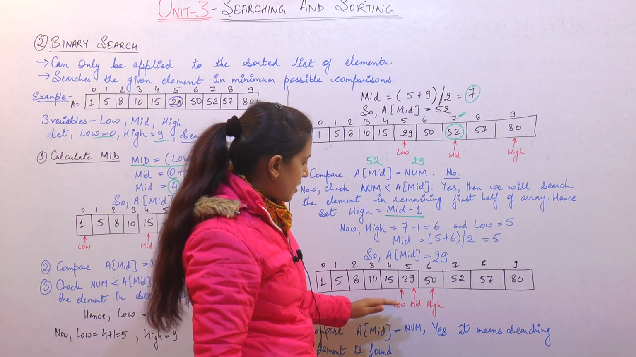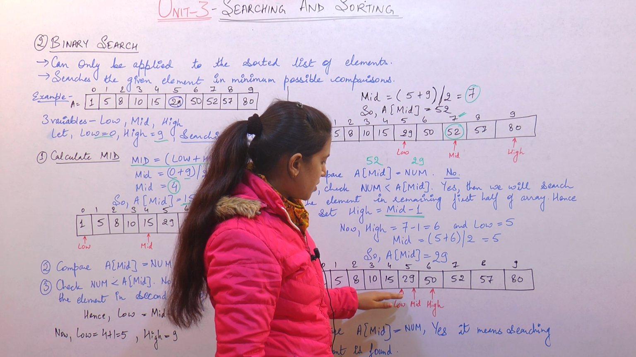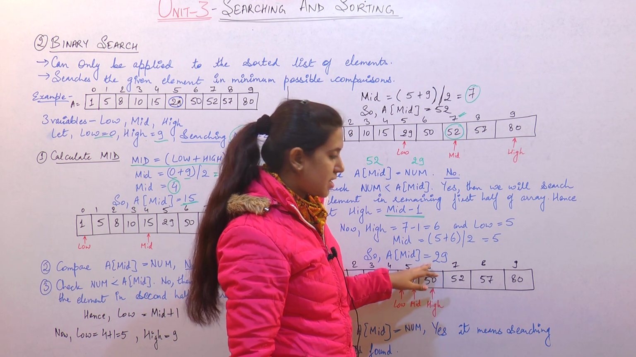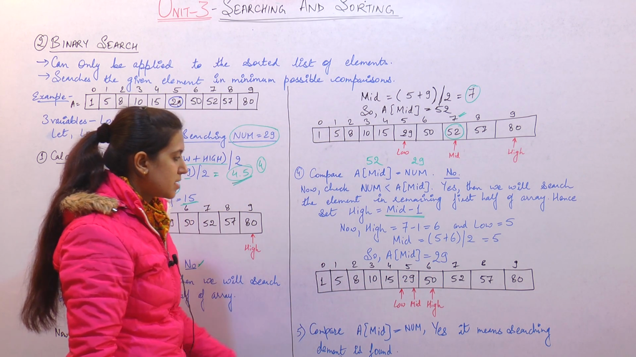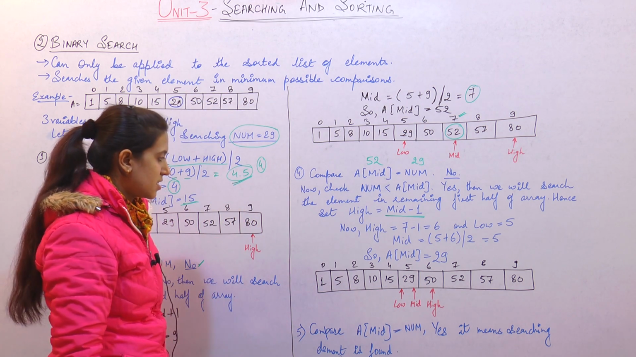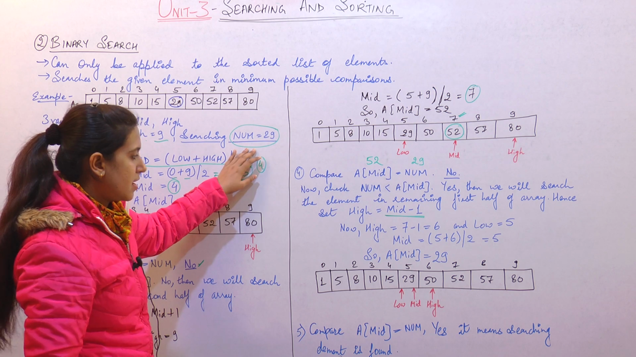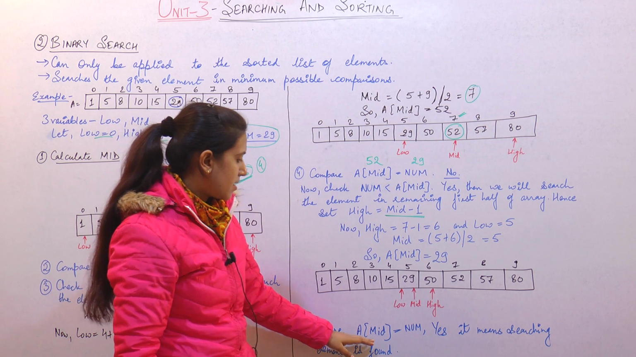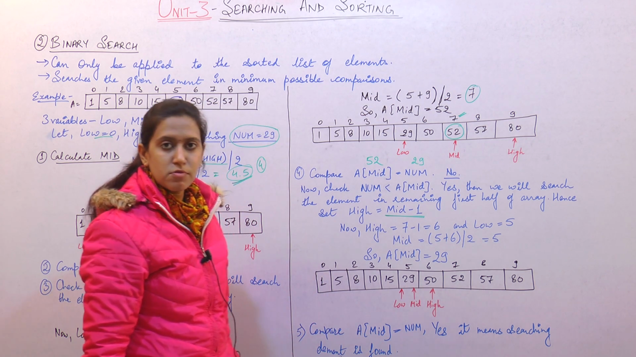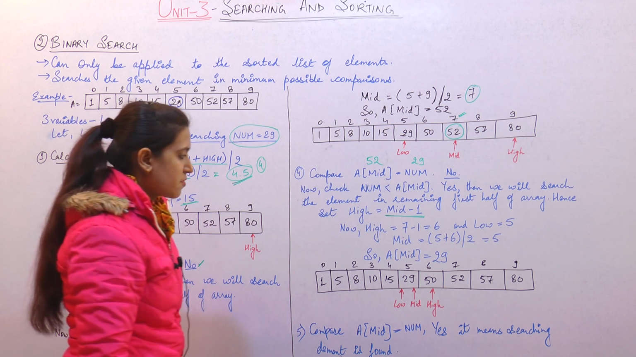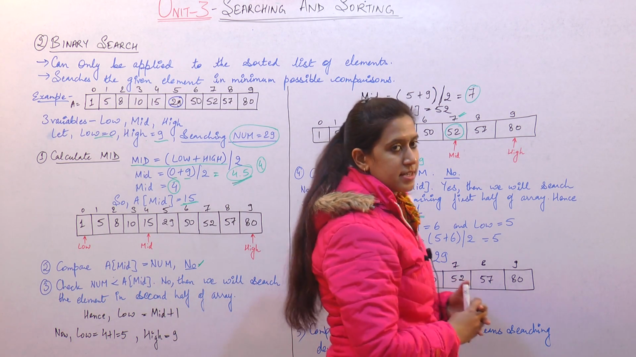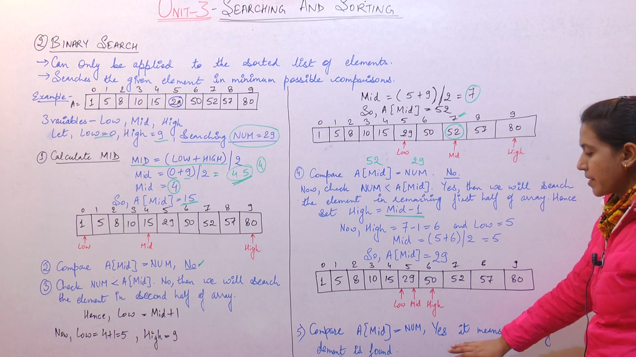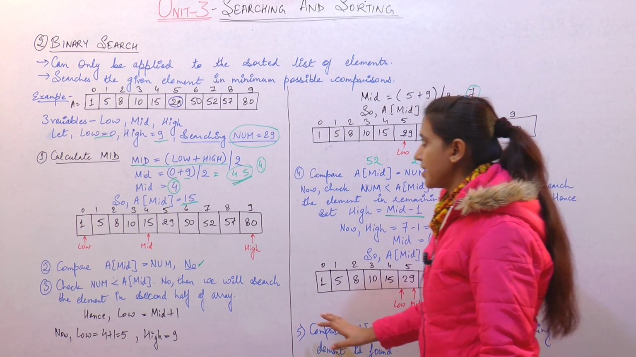Now low is at 5, mid is also at location 5, and high is at location 6. We compare the searching element with the mid element. The searching element is 29 and the mid element is also 29. That means the value at mid equals the searching number, and the condition is fulfilled. We get the desired element at location 5. So this was binary search.